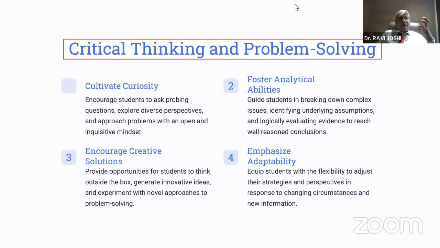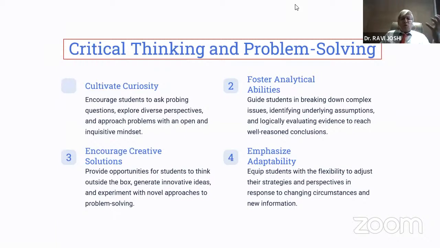So give this case study to the student. Foster analytical ability. Ask them to break down this complex problem into smaller issues, why it is happening, and then let them come to a decision. This is the approach we have to use.